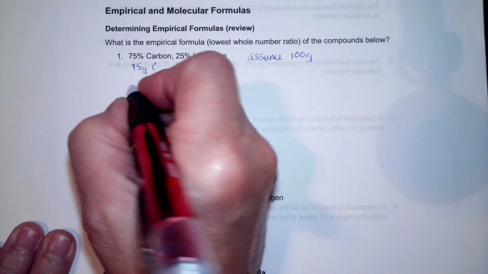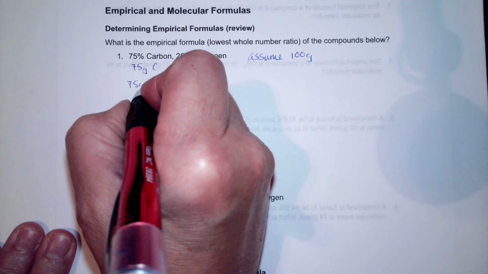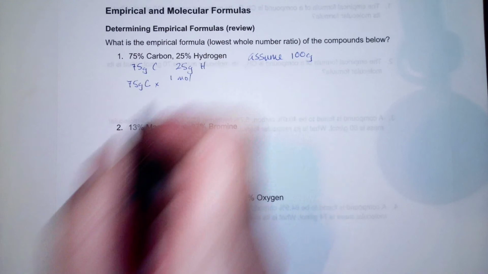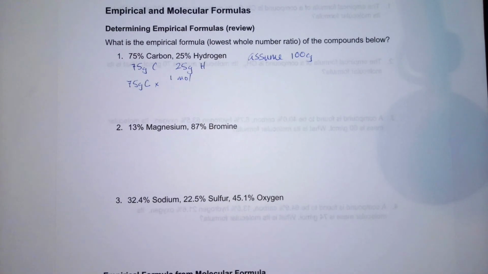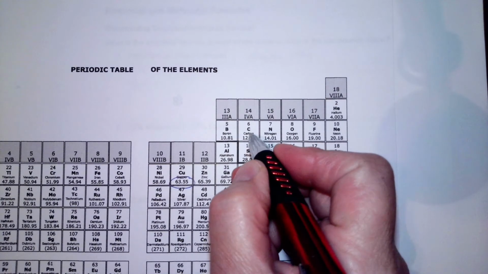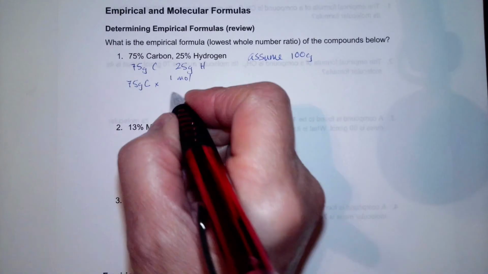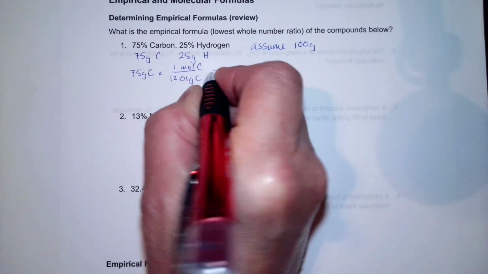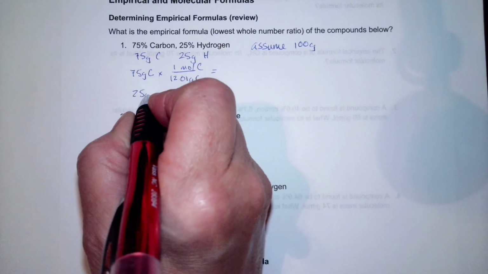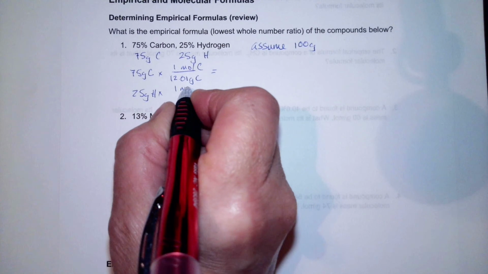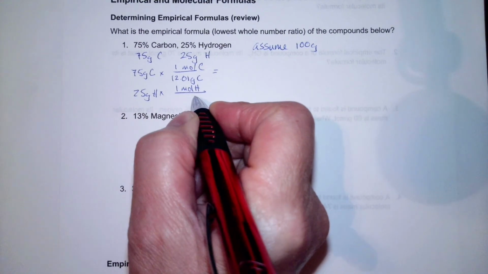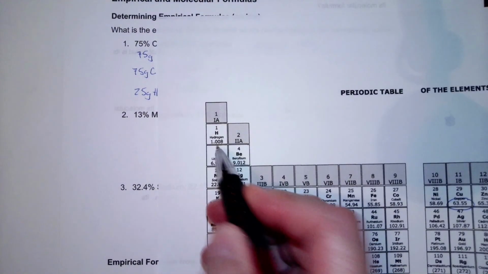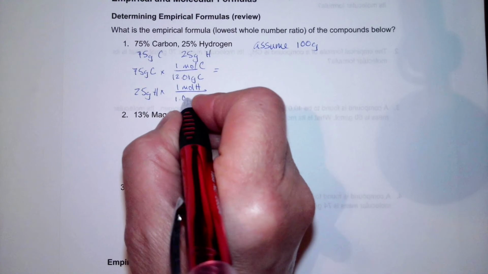And we need to find how many moles of each we have. So 75 grams of carbon times 1 mole of carbon. If we look at the periodic table, 1 mole of carbon is 12.01 grams. And we have 25 grams of hydrogen times 1 mole of hydrogen, and this is just using our conversion procedure. We want grams to go away. Grams is going to have to be on the bottom. 1 mole of hydrogen is 1.008 grams.